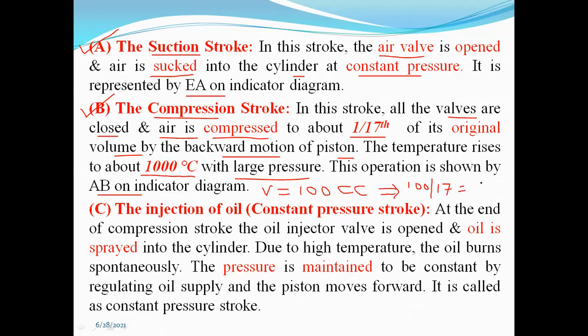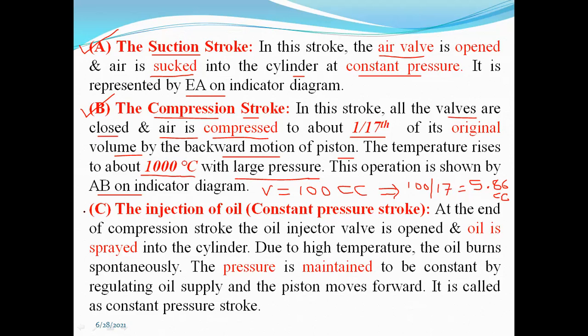So roughly it is equal to 5.86 cubic centimeter. Okay, so just imagine that 100 cc of air is compressed to become around 6 cc. Okay, so this is the compression stroke, and due to this compression, the temperature of the air inside this cylinder rises to 1000 degrees Celsius, and hence large pressure is acquired by the air inside the cylinder.